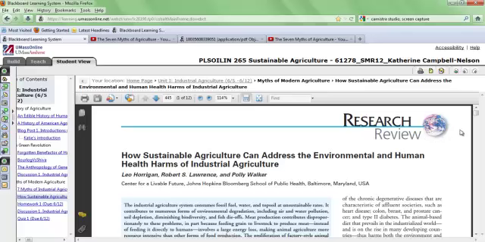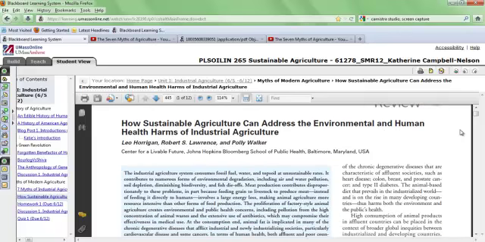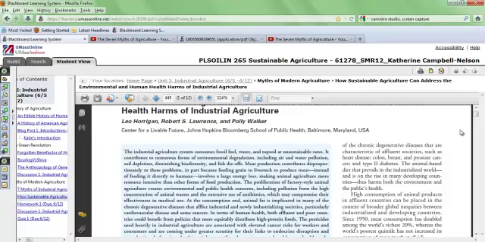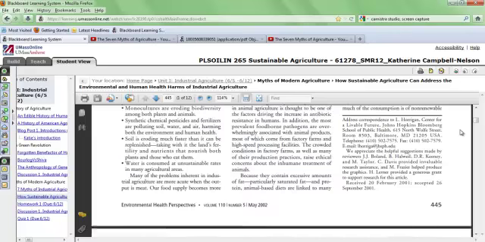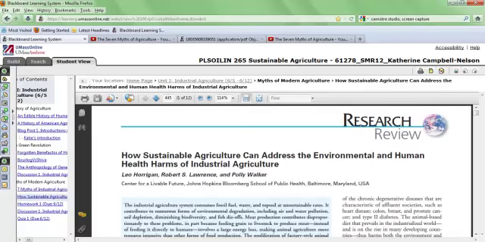You will need to read this article in order to complete your first homework assignment, which is a briefing for a senator on legislation to improve sustainable agriculture. I suppose we should get started. There's a lot of information here and a lot of articles to read.